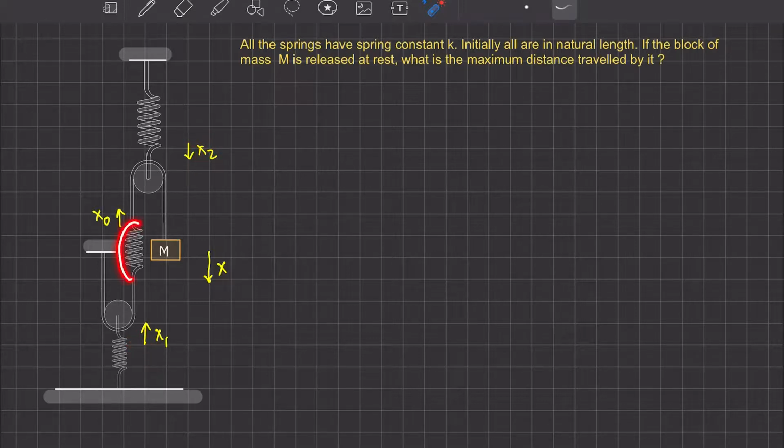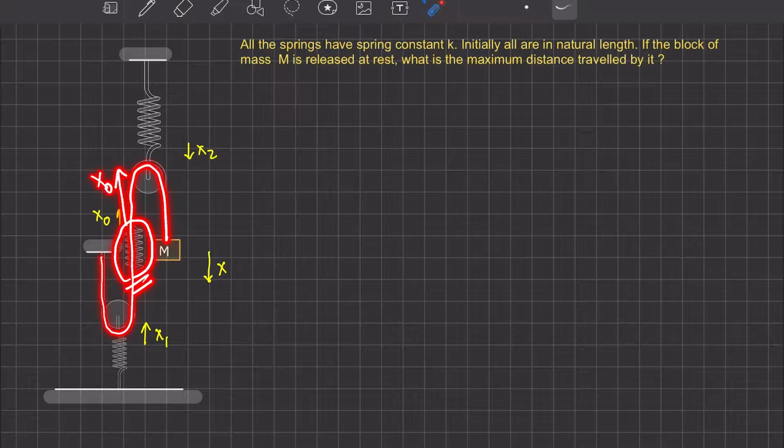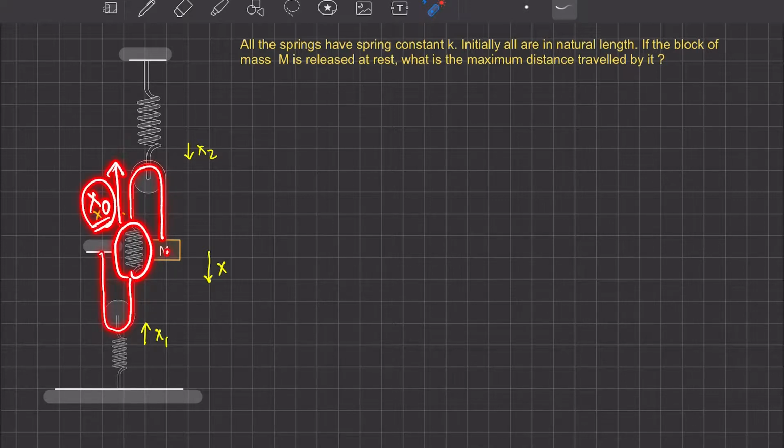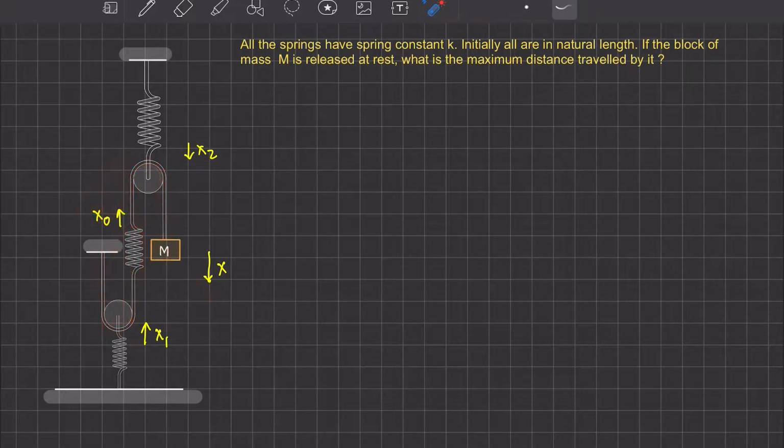Think only of this string, where in the middle there is a spring. Now if this spring gets extended by a distance x0, then the block will move down by a distance x0, because this length will not change, only this much length will increase. And how much? x naught distance. If this increases by x naught, then the block will fall by x naught distance.